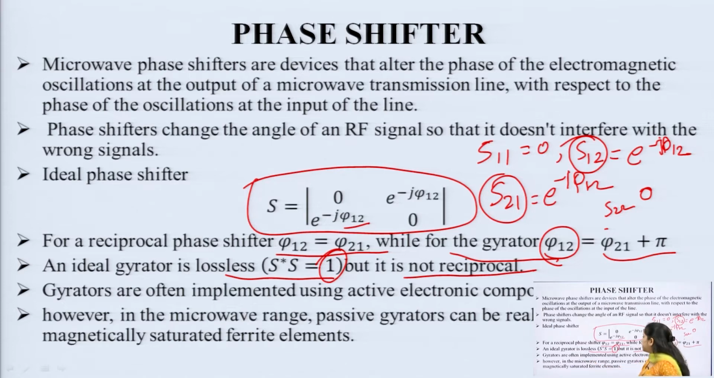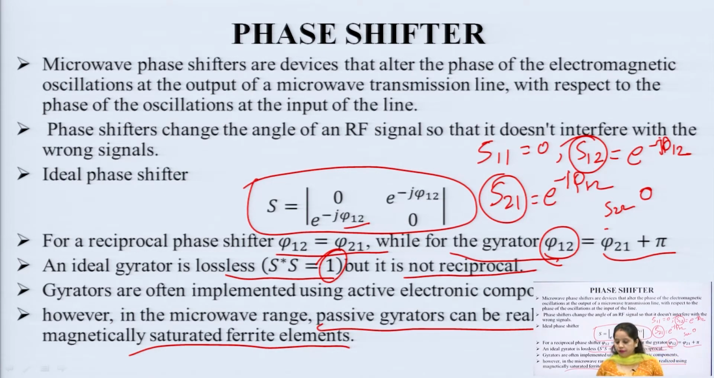Gyrators are often implemented using active electronic components. However, in the microwave range, passive gyrators can be realized using magnetically saturated ferrite elements. About the ferrite elements, we will study in our next lecture. Ferrite elements include many microwave passive devices such as circulator, isolator, and gyrator basically comes in that category also. We can realize the gyrator with the help of ferrite components, but here it is a phase shifter without the use of ferrite elements.